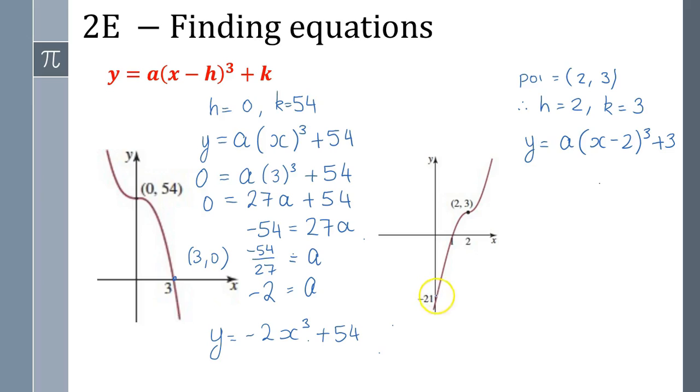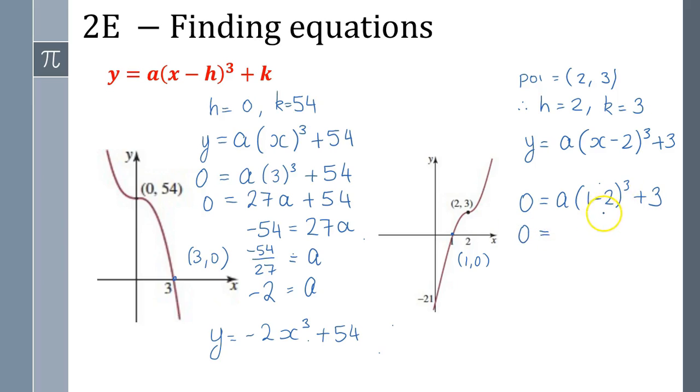They've actually given me 2 other points here. They've given me the y-intercept and the x-intercept. I'm going to use the x-intercept, 1, 0, just because the numbers are smaller and it's going to be easier to cube. Okay, but you can use either. So I'm going to sub in 1 where the x is and 0 where the y is. So 0 equals a times 1 minus 2 cubed plus 3.